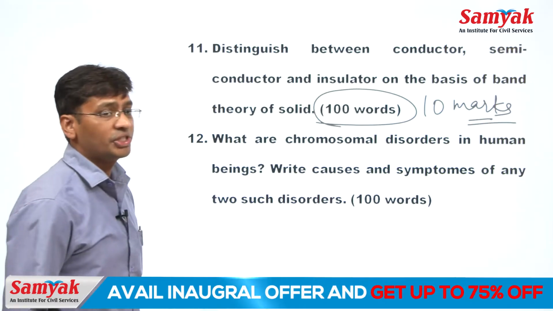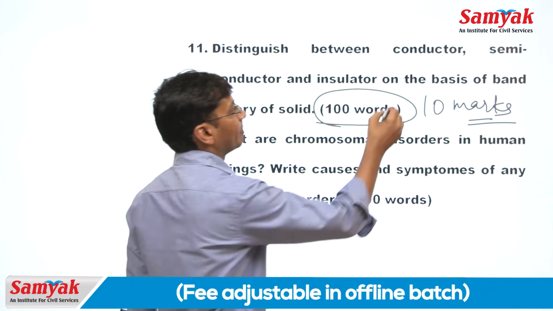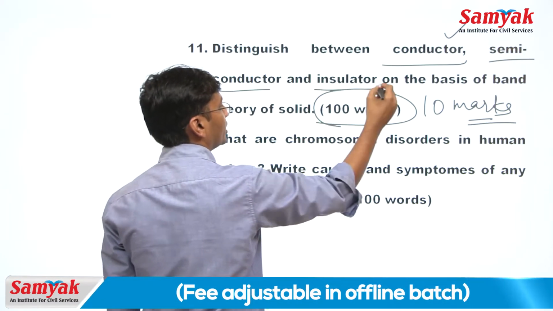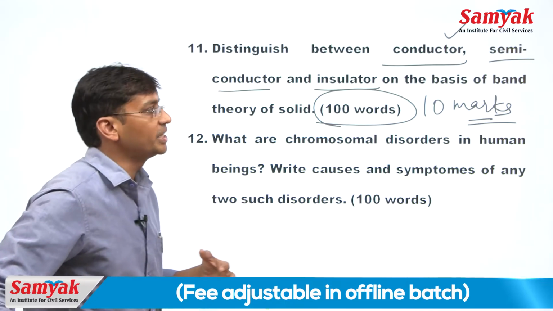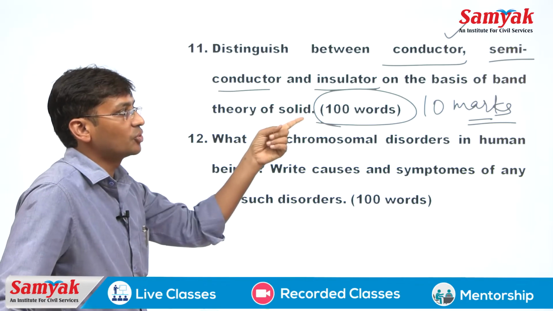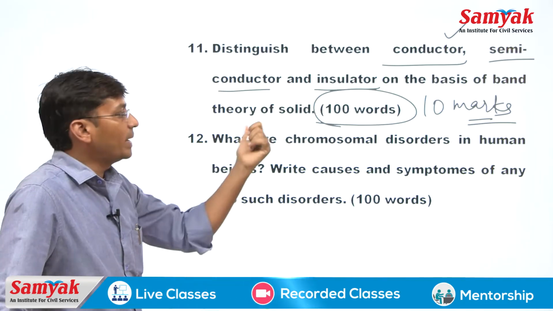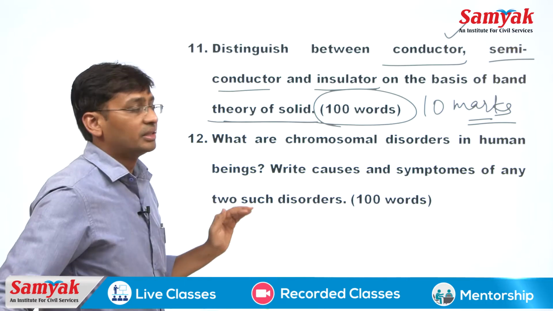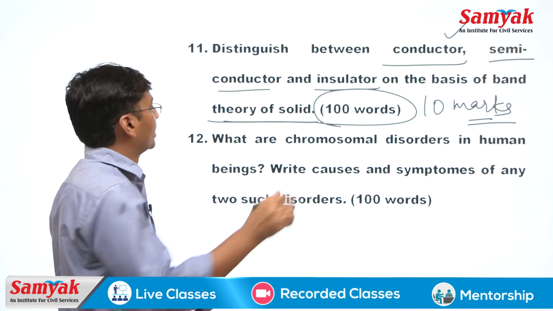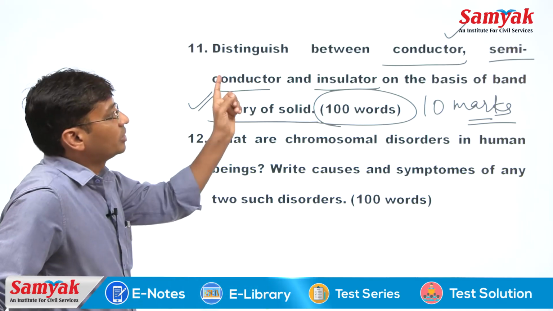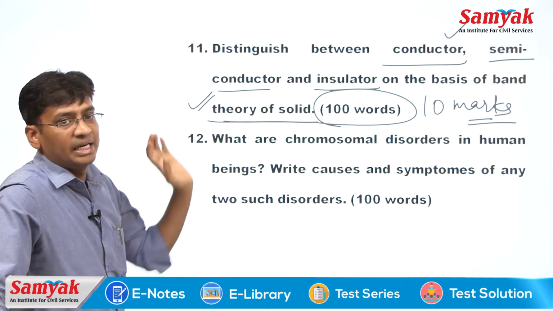Okay. Now, you have to distinguish between the conductors, semiconductors and the insulators. Means if you describe the properties or the basic structure of the conductors, the semiconductor and the insulator on the basis of the band theory of solids. Okay. So, there is particularly here the basis of the band theory. So, distinguish between conductor, semiconductor and the insulator.